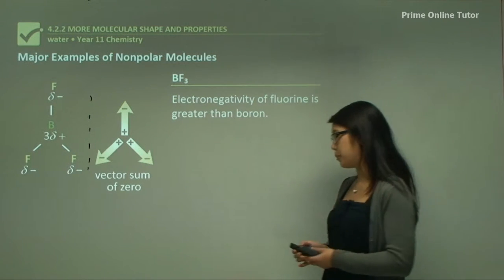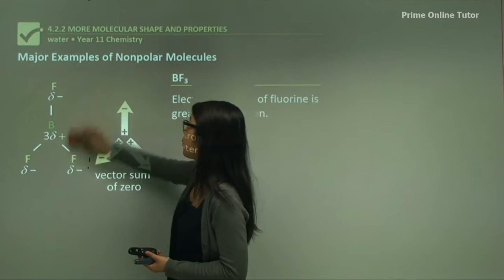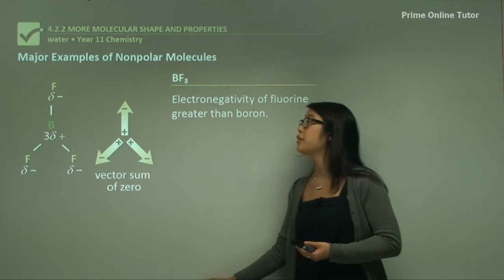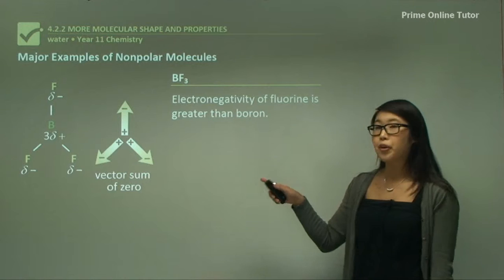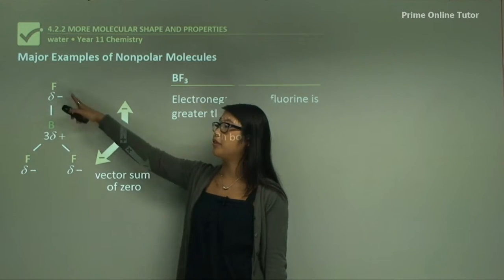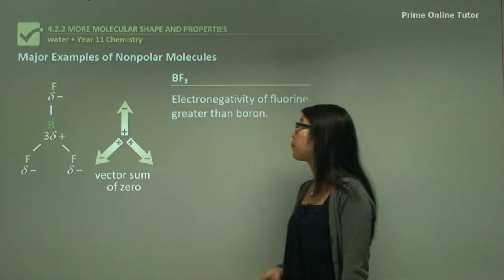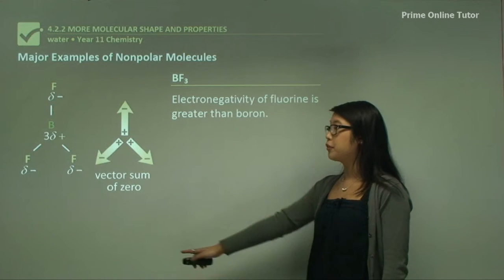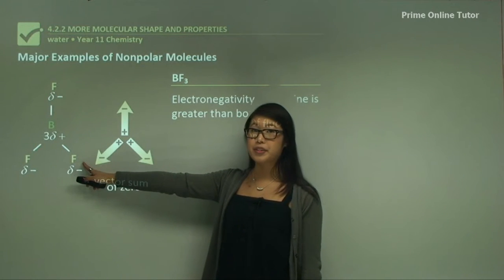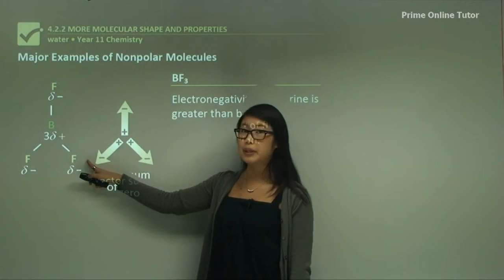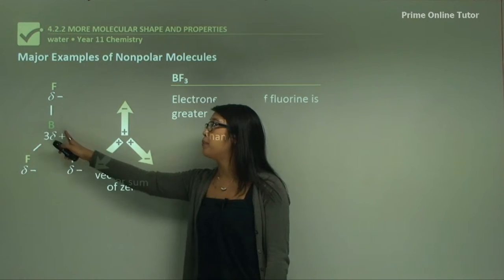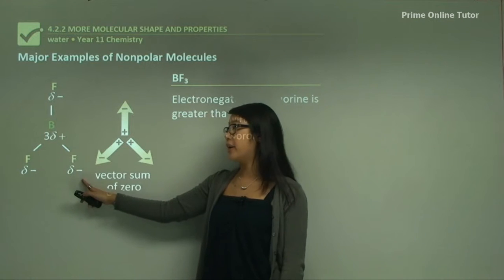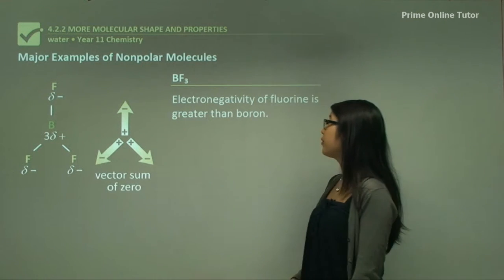So another example is going to be boron trifluoride. Boron trifluoride has 4 atoms in it: the boron in the middle with the 3 fluorine atoms on the outside. Because we know that fluorine again is electronegative, it's going to pull the electrons closer to it and have a slight negative charge over the fluorine atom. And then the boron is going to be slightly positive compared to the fluorine.